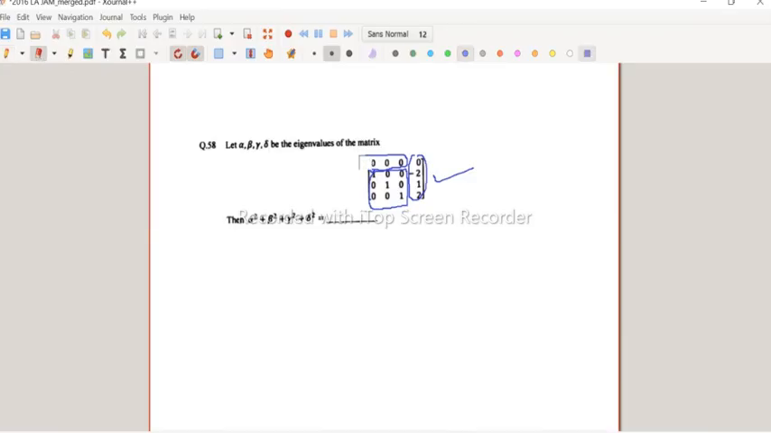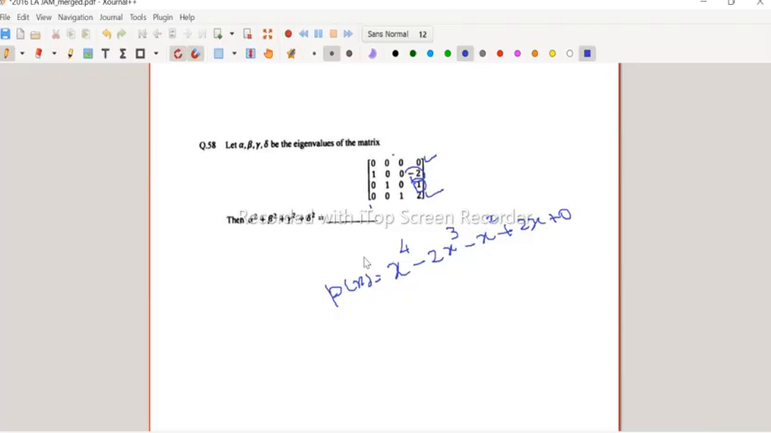So this is a 4 by 4 matrix, right? Therefore, x power 4, the leading term is 1. And this is the next term, so this is minus 2 times x cube. And the next one is 1, therefore here minus x square. And here minus 2, therefore plus 2x. And there is no constant term, therefore 0. So this is the characteristic polynomial of the given matrix.